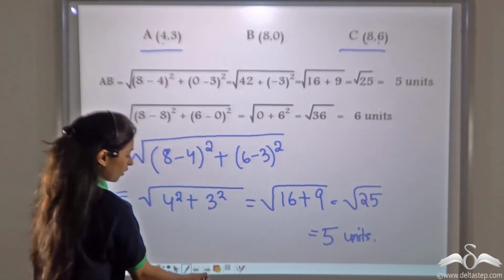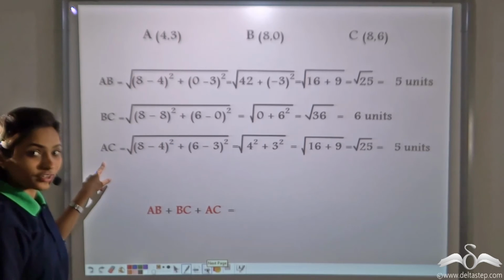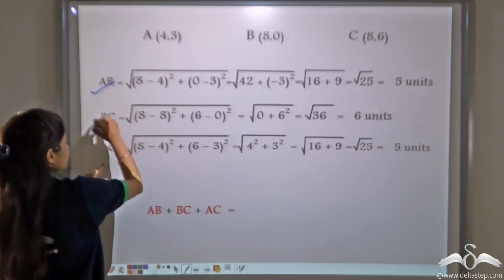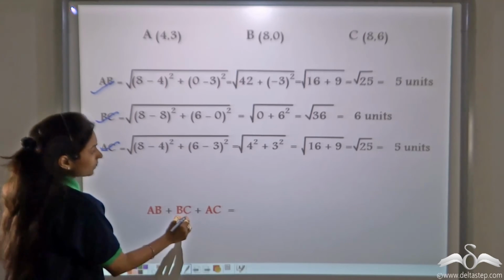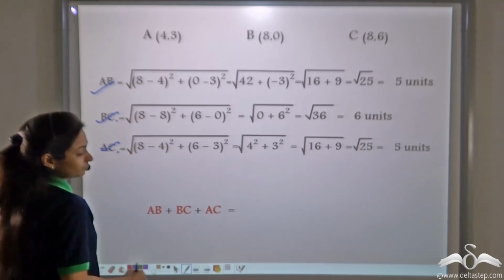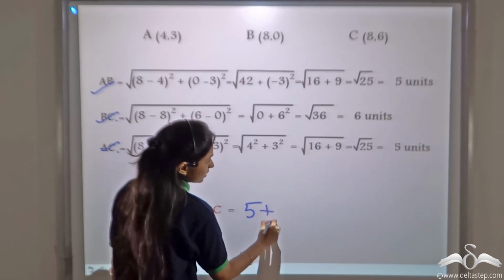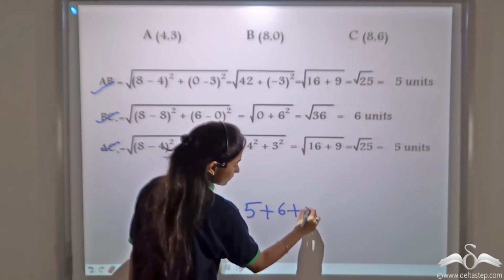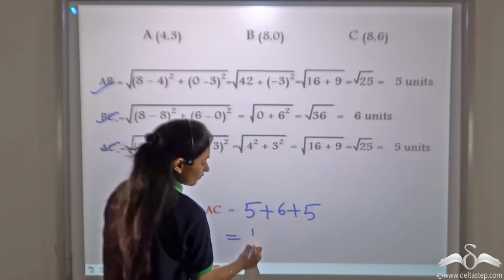So we have found AC as well. So in order to find the perimeter of a triangle, we add the 3 sides, that is the distance between the 3 sides. So AB plus BC plus CA, or AC, will give you what? 5 plus 6 plus 5 units. That is 5 plus 6, 11. 11 plus 5, 16.